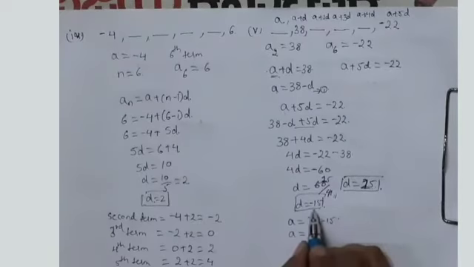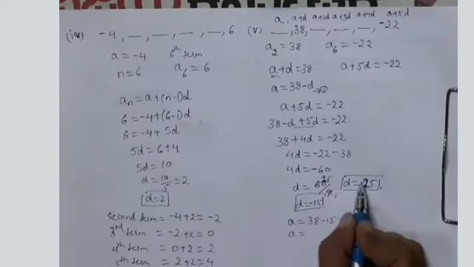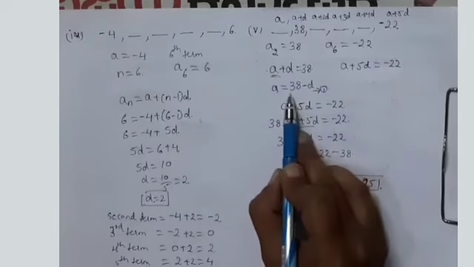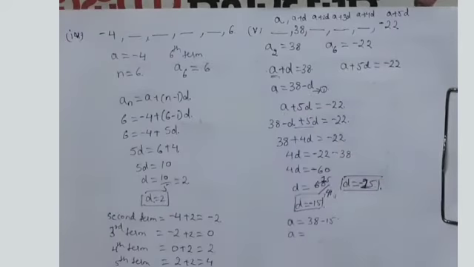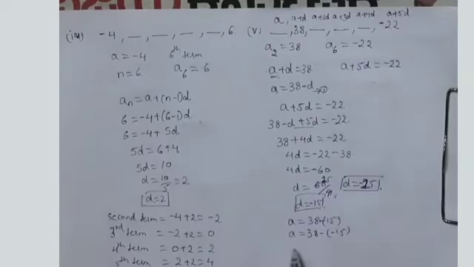So for A, you substitute the value of D, minus 15, in A equals 38 minus D. So 38 minus of minus 15. So A will be equal to 38, minus into minus is plus, 15. Therefore A is equal to 53. So what is the first term? First term is 53.